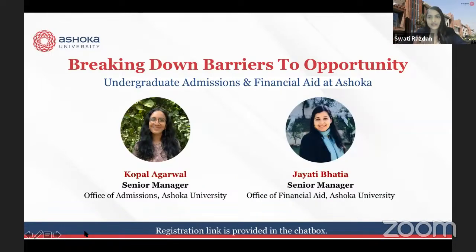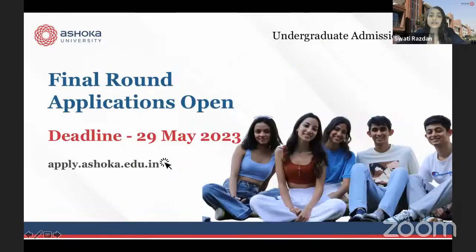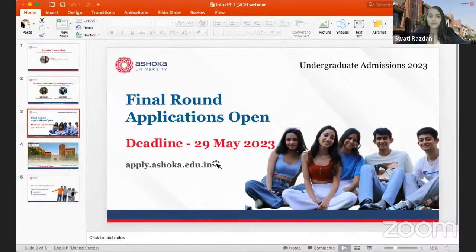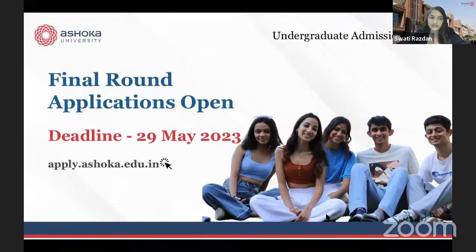Before we actually end today's session, I would once again like to inform our audience that the deadline for the final and fourth round of the undergraduate program starting this year, August 2023, is 29th of May 2023. I would highly recommend and encourage students to start early and have access to personalized mentorship from our academic counselors, and a confirmed offer of admission and financial aid even before many of your final board results are announced.